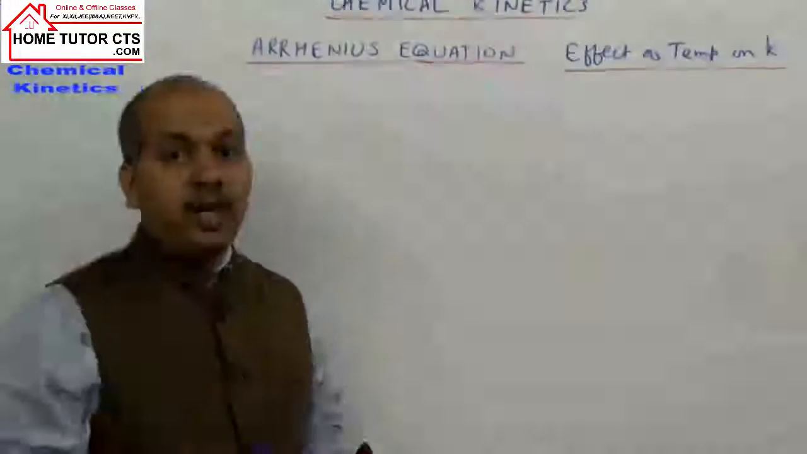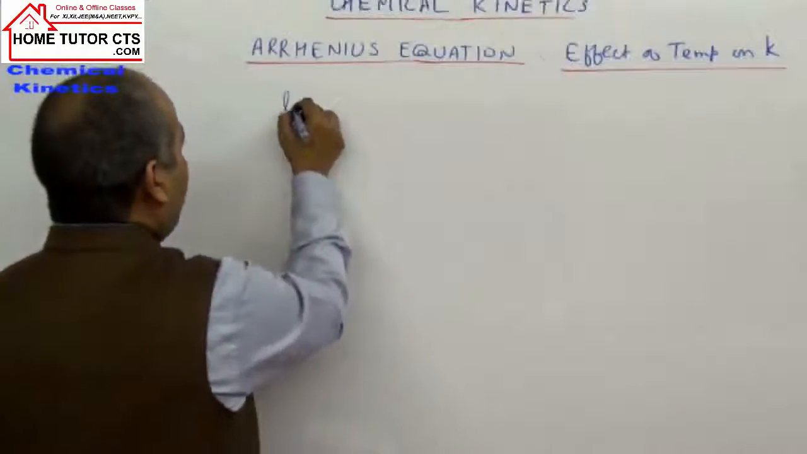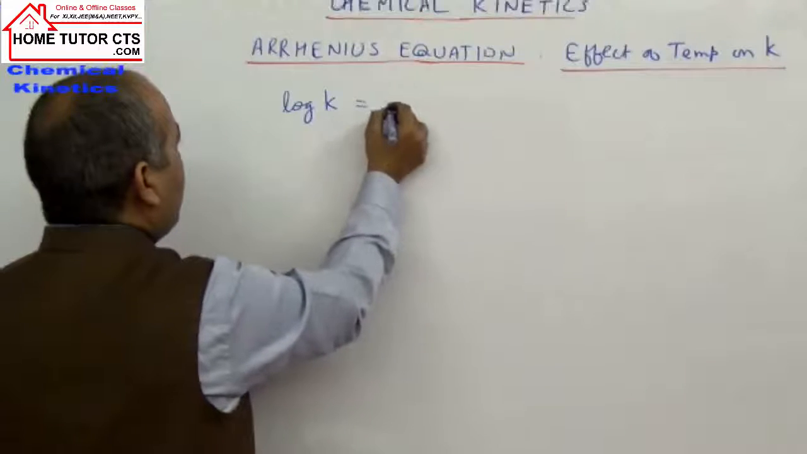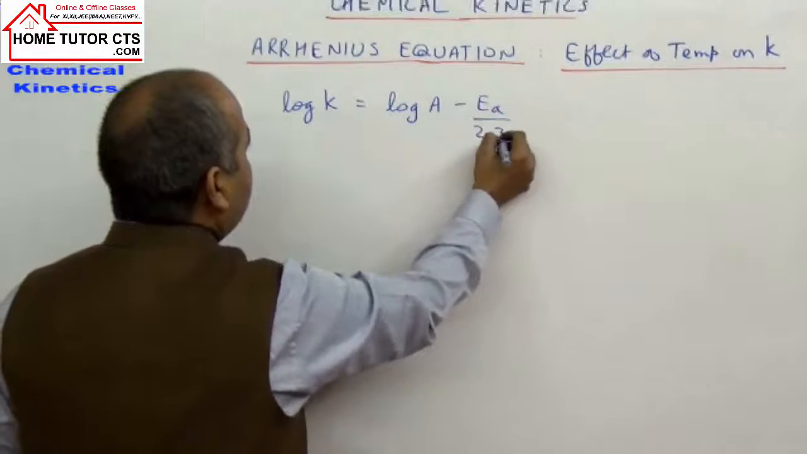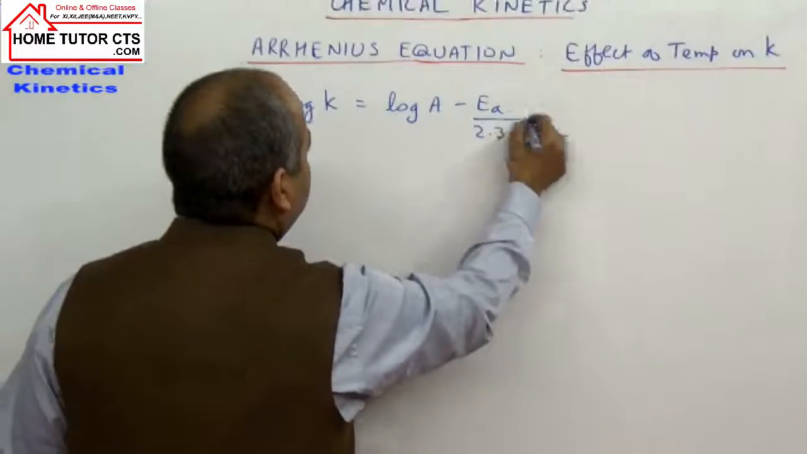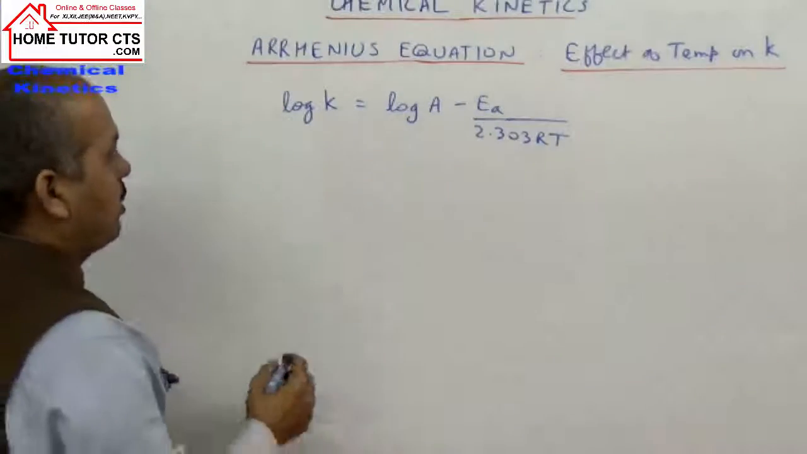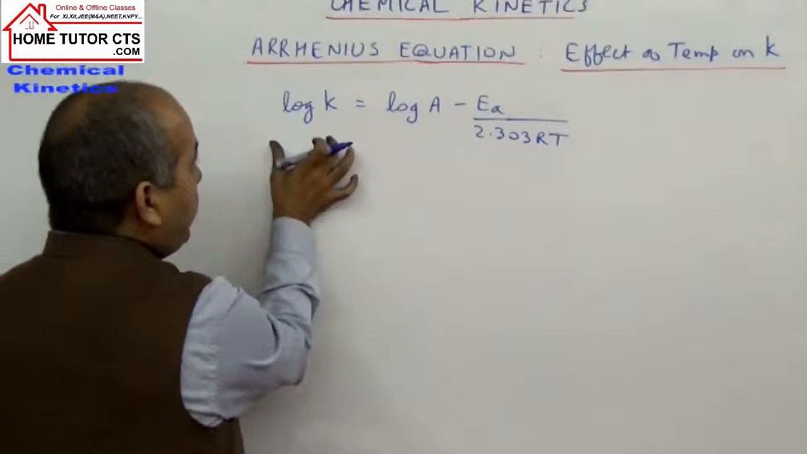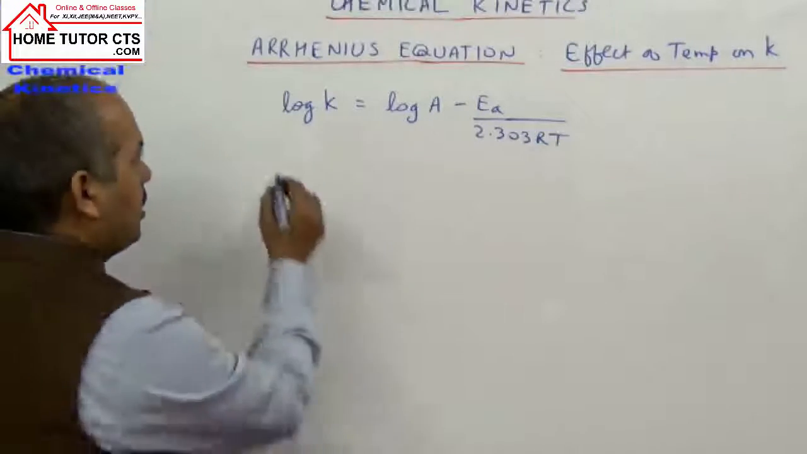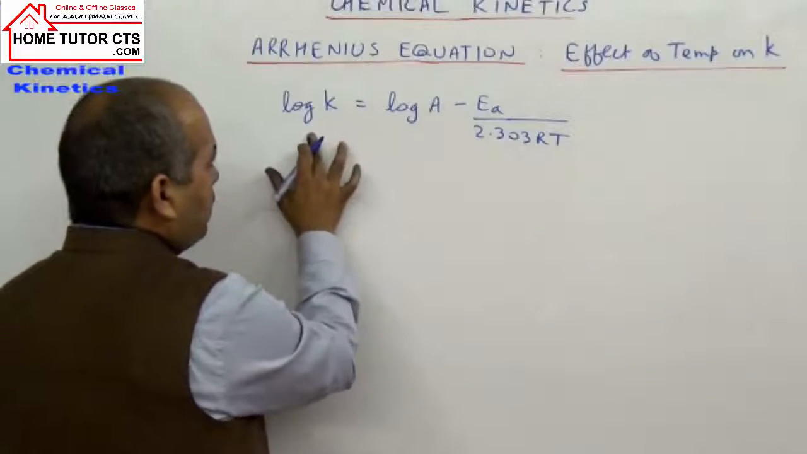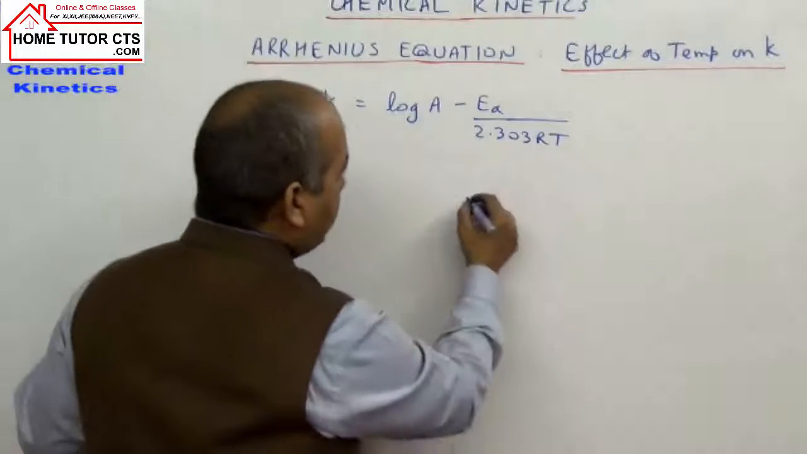Now to see the effect of temperature, we can write the expression once again. Log K is equal to log A minus EA by 2.303 RT. Before we move further, we take some more points. In the given expression, this can be taken as the equation of a straight line, like y is equal to mx plus c type. So you can draw the graph here.